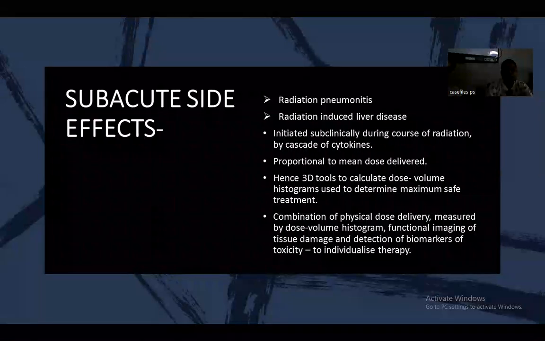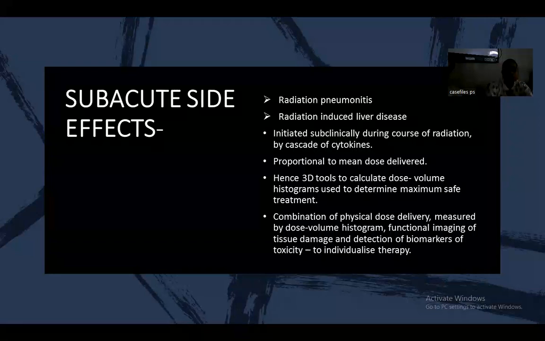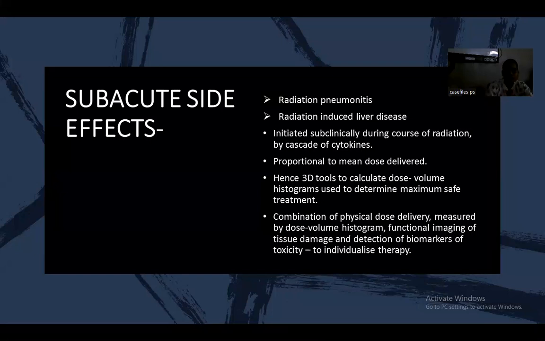Now, subacute side effects, for example, radiation pneumonitis, radiation-induced liver disease. They are initiated subclinically during the course of radiation by a cascade of cytokines. They are proportional to the mean dose delivered. Hence, 3D tools to calculate dose volume histograms are used to determine maximum safe treatment. A combination of physical dose delivery measured by dose volume histograms, functional imaging of tissue damage, and detection of biomarkers of toxicity is used to individualize therapy.